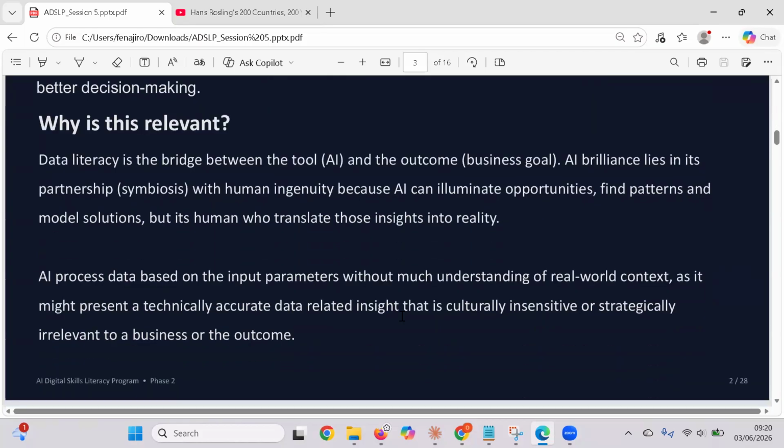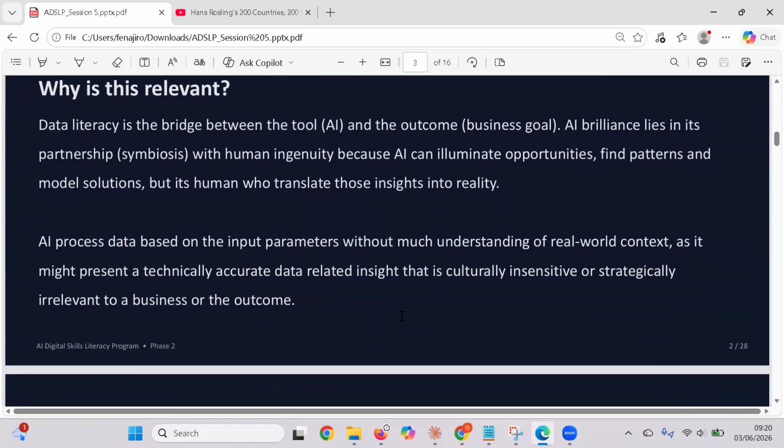AI processes data based on what? Input parameters, without much understanding. It is like when we used to do Excel before: you needed to understand an Excel sheet before you put it together.